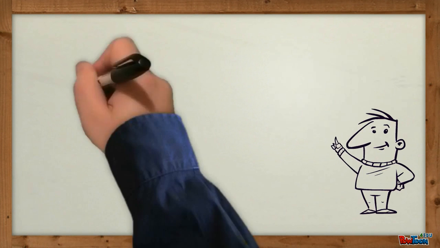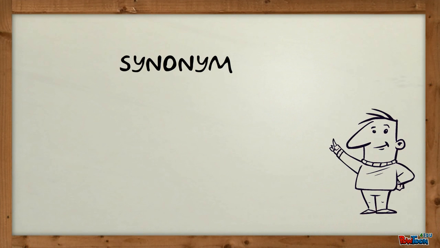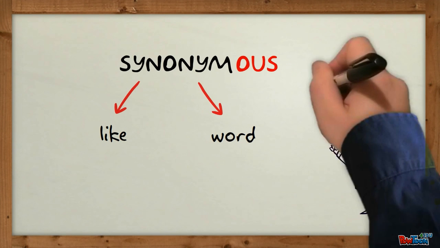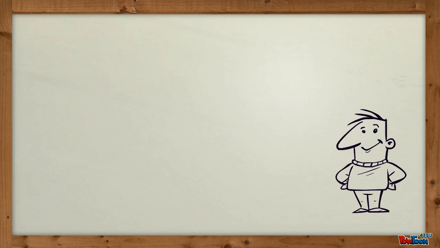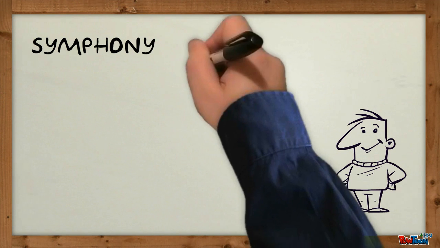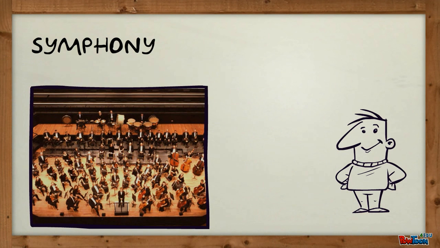We have seen a lot of these words before. Synonym, for example, means a word that is similar to another. Syn means like, onym means word, and synonymous then would be the corresponding adjective. Symphony is a harmony of sounds together. That's the noun. The adjective is symphonic.